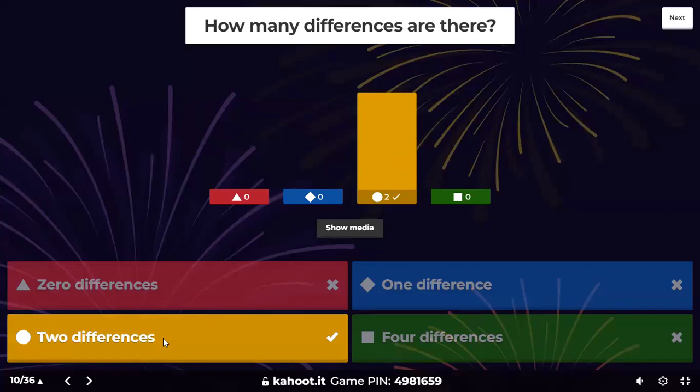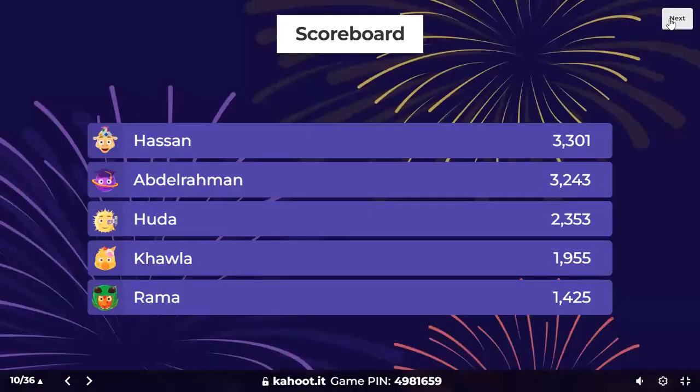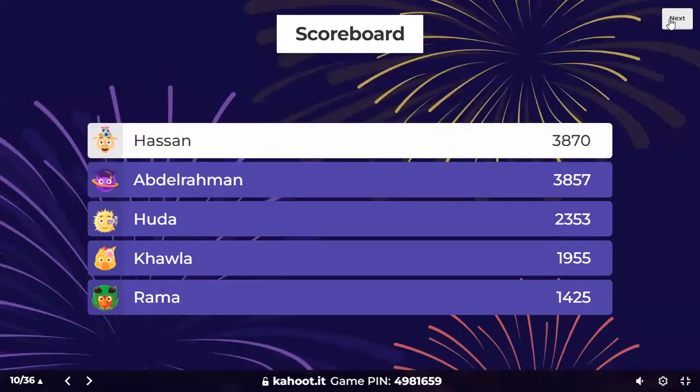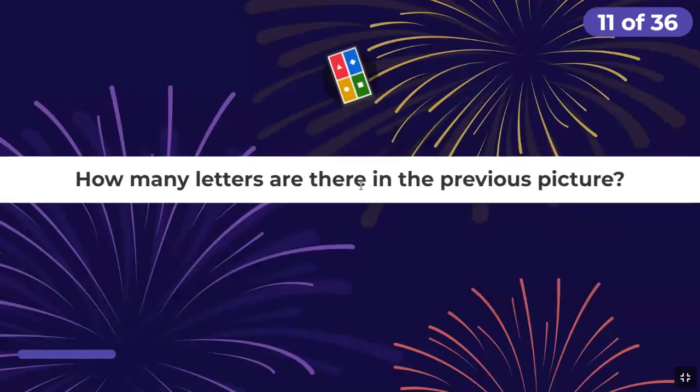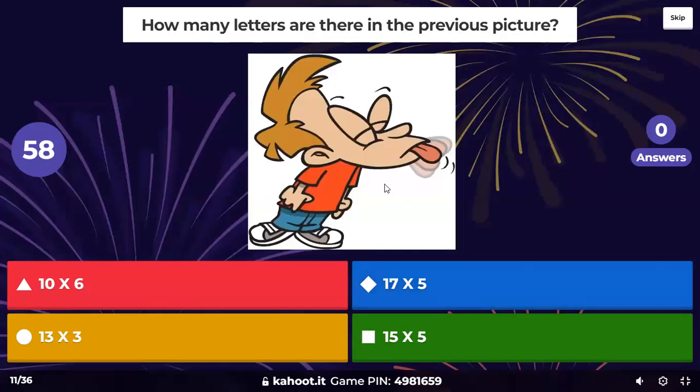Okay, now this is the question. I asked you a question about the details: how many differences are there? Now I will ask you another question about the same picture. Okay, Hassan, good, and Abdurrahman. Now, this is a double score question. How many letters are there in the previous picture? Here, I am dead sure you can never answer this question. Are there 16 times 10, 6 times 17, 5 times 13, 3 times 15, or 5?